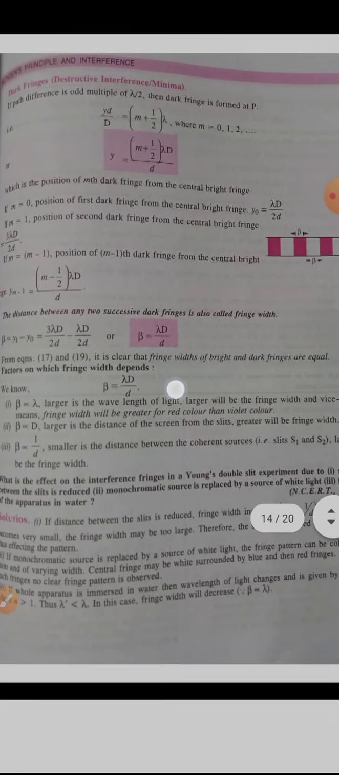So on substituting the m values 0, 1, 2, 3, we will get the positions of the dark fringes. That is for m is equal to 0, the first dark fringe will be obtained, that is y0 is equal to lambda D divided by 2d. So next for m is equal to 1, we will get the dark fringe at y1 is equal to 3 lambda D divided by 2d.